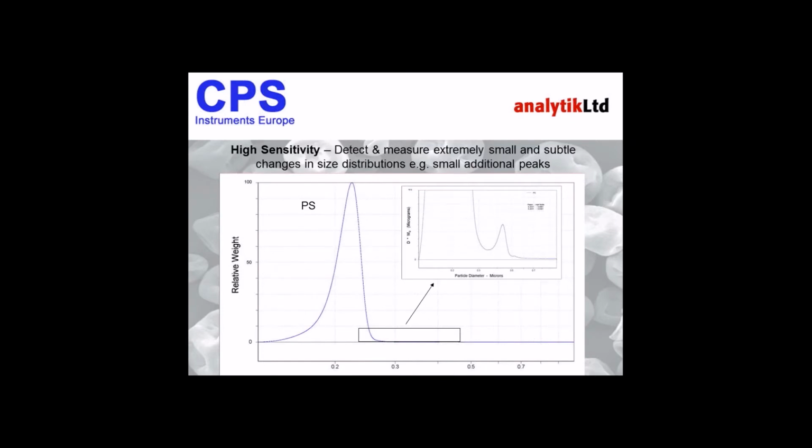The technique is also extremely sensitive, so we can detect and measure very small and subtle changes in size distribution. If you're looking at small additional peaks, we can see them. Here in this example, if you look at the main distribution trace, you will see a broad peak, not very exciting. However, if you look right on the baseline, although it's not very clear, if we were to zoom into that, you will see that we've got an additional peak at a larger size. Sometimes this peak is more important than the large peak here, purely because that small additional peak could be, for example, a pigment blocking an inkjet nozzle. So having the sensitivity is critical for showing up these small subtle changes.